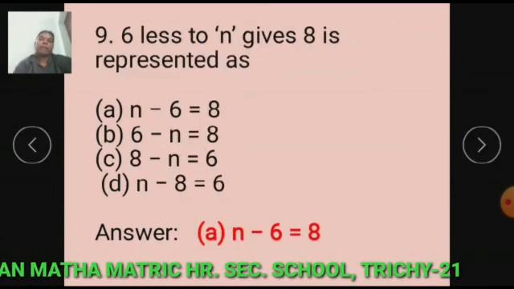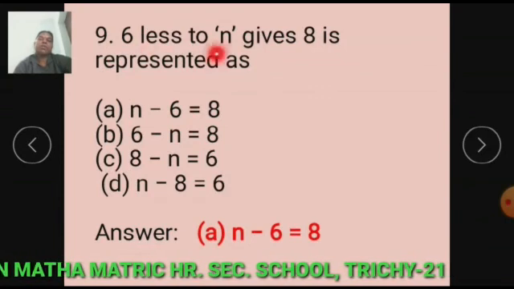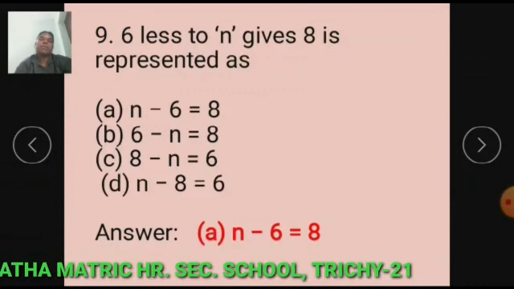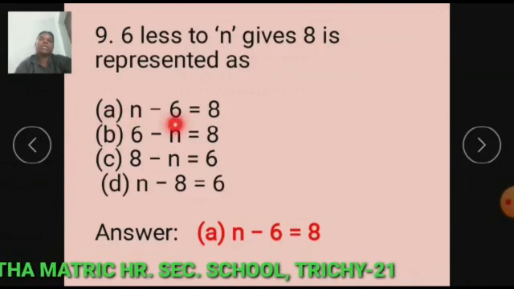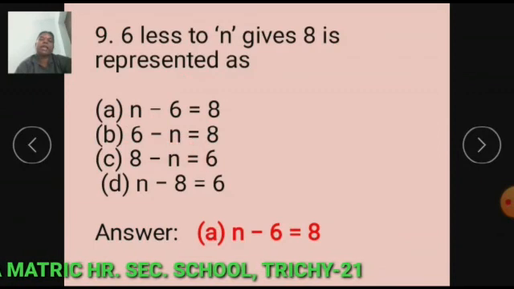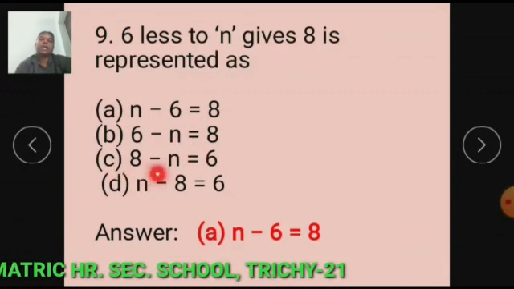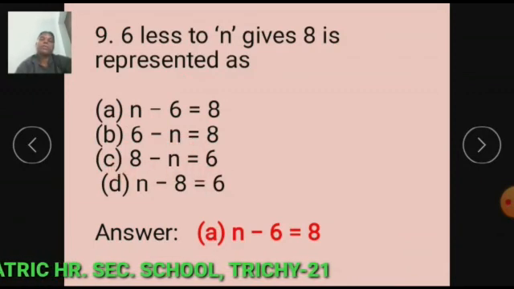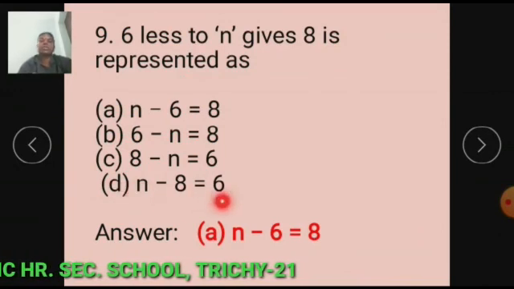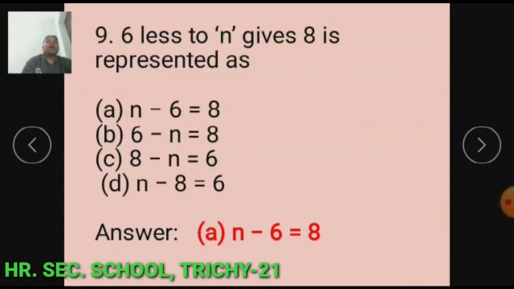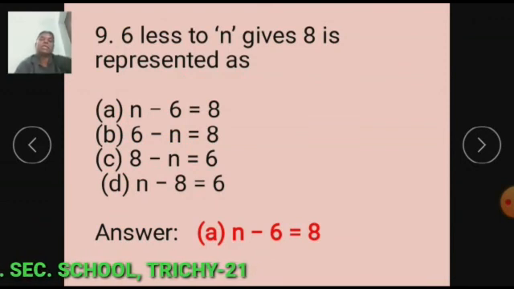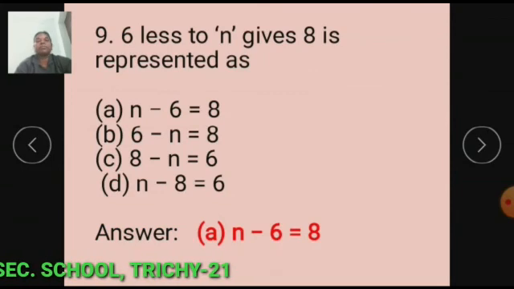Question number 10. 6 less than n gives 8 is represented as option A, n minus 6 equals 8. Option B, 6 minus n equals 8. Option C, 8 minus n equals 6. Option D, n minus 8 equals 6. The answer is option A, n minus 6 equals 8.